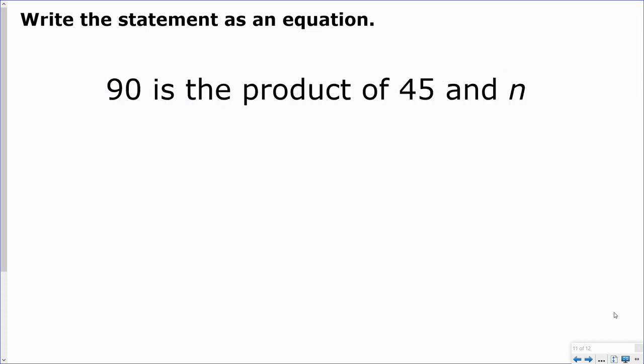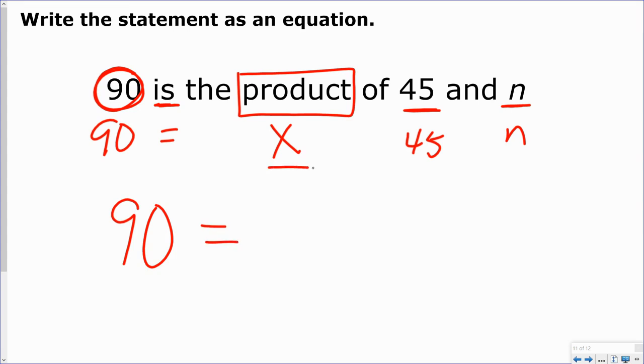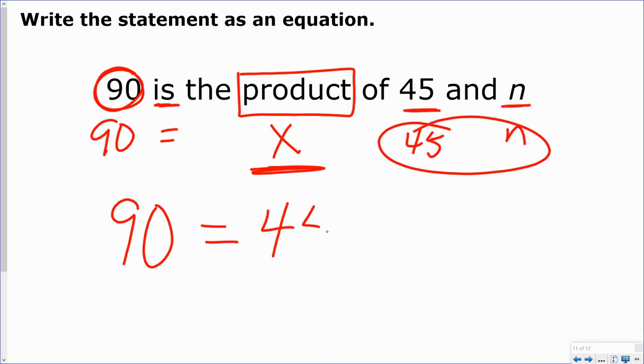So here we have this statement. 90 is the product of 45 and n. So if I look at my pieces here, I have my number 90, and then I have the word "is," so that's equal. Product is multiplication, and then I have 45 and n. So what this would say is, since 90 is first, and then equals, and then I'm going to multiply my 45 and n. So I would have 45 multiplied by n.